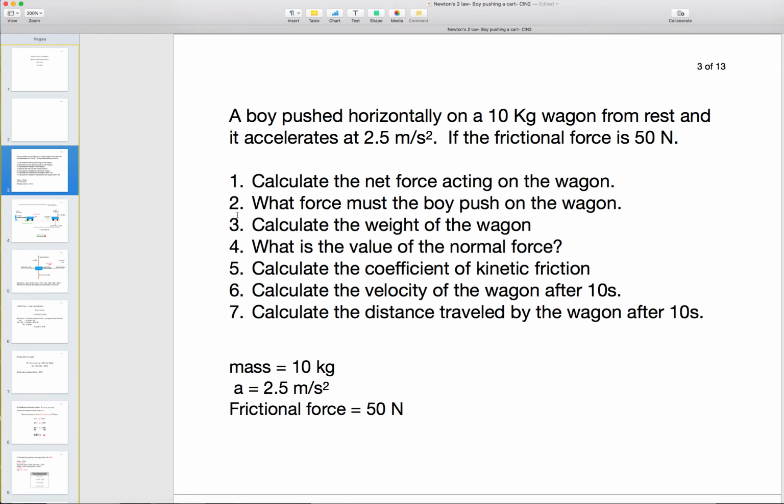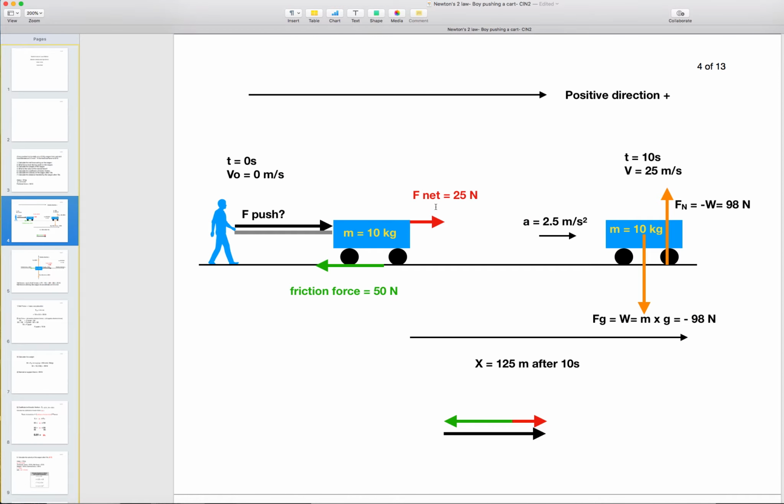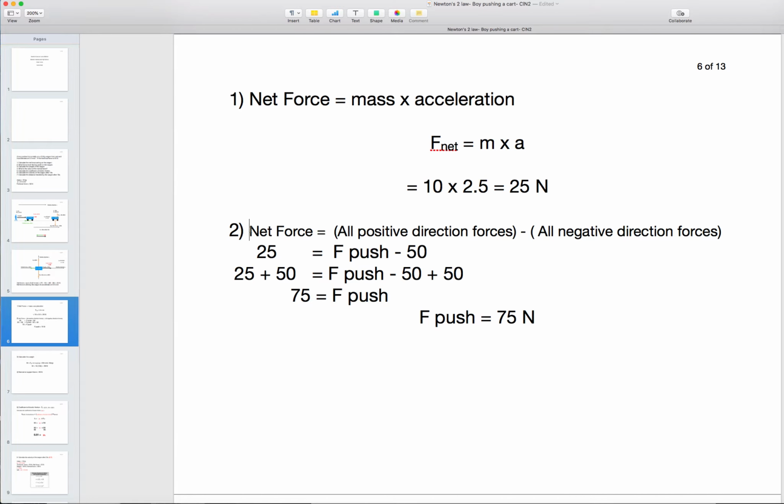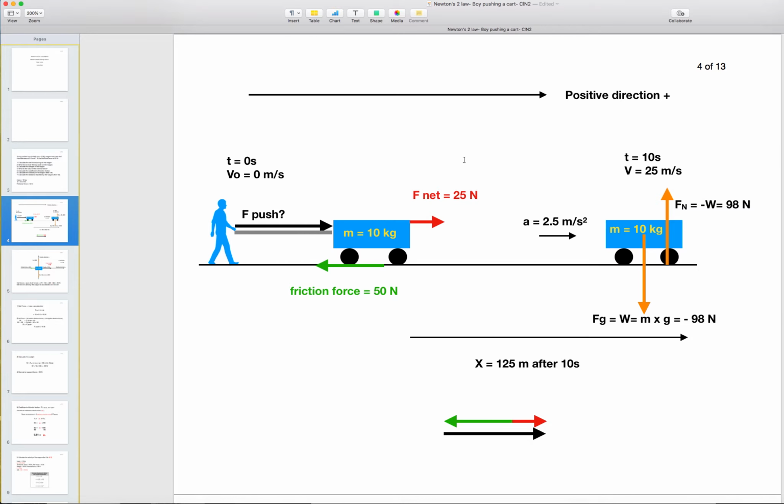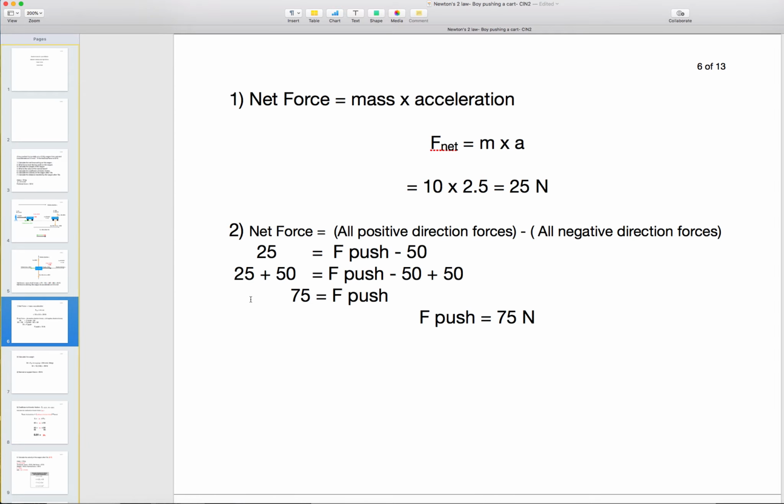The other question is: what force must the boy push on the wagon with? We know now the net force. The net force is the sum of all the forces in the positive direction minus all the forces in the negative direction. We take this direction as our positive direction. So the net force is 25.